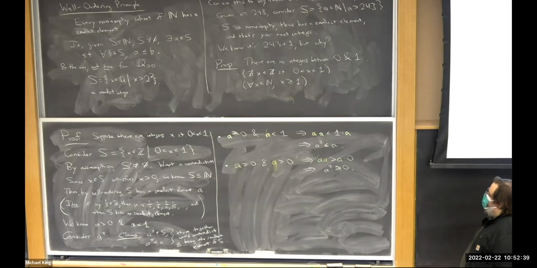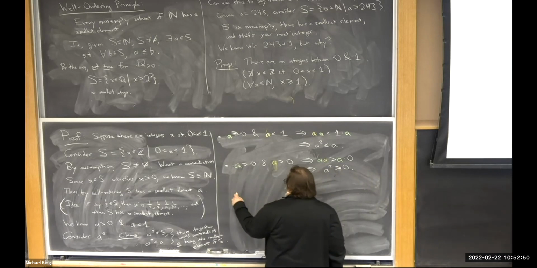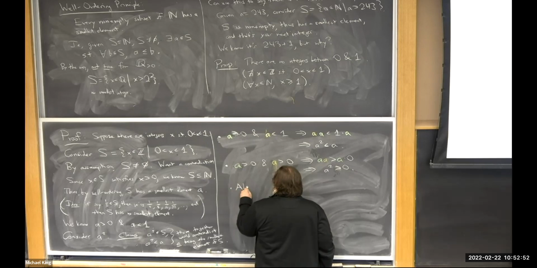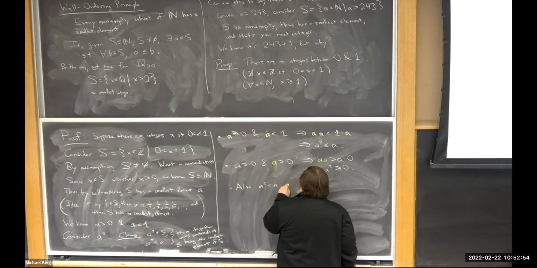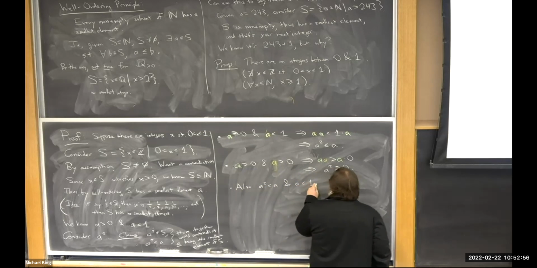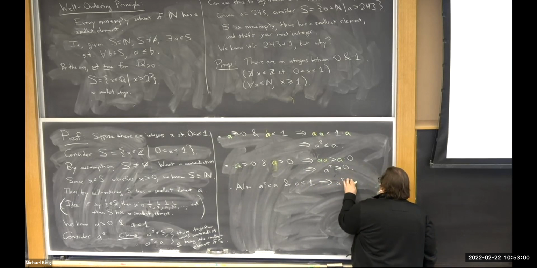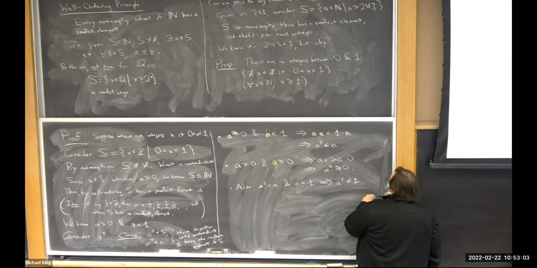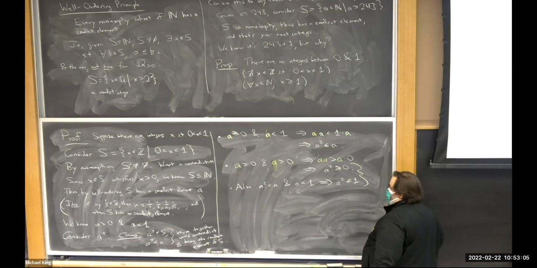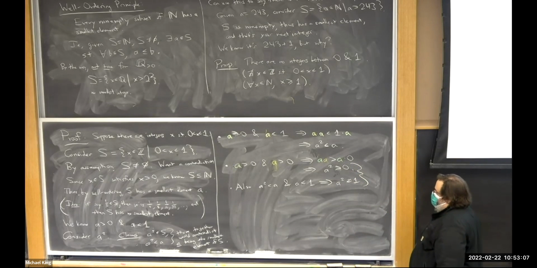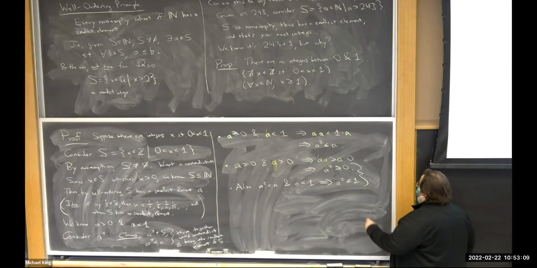Actually, do we ever prove this? A is less than B and B is less than C, then A is less than C. You see where I'm going with this? Also, A squared less than A and A less than 1 implies A squared less than 1. And these two together imply that A squared is an element of S, right?